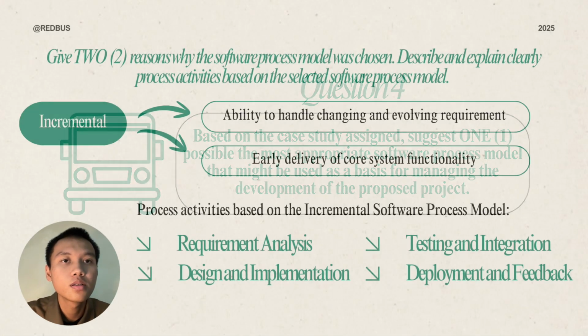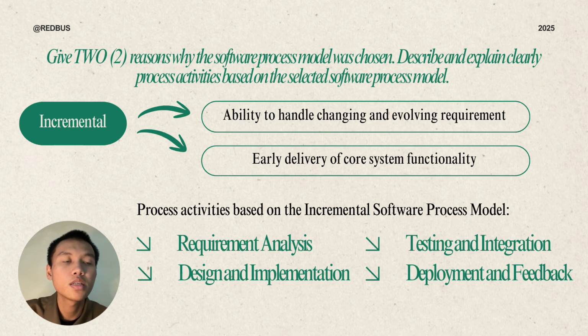For question number 4, give 2 reasons why the software process model was chosen. Describe and explain clearly process activity based on the selected software process model. So for the Redbus website, I choose incremental. First, my reason is ability to handle changing and evolving requirements. Second is early delivery of core system functionality.